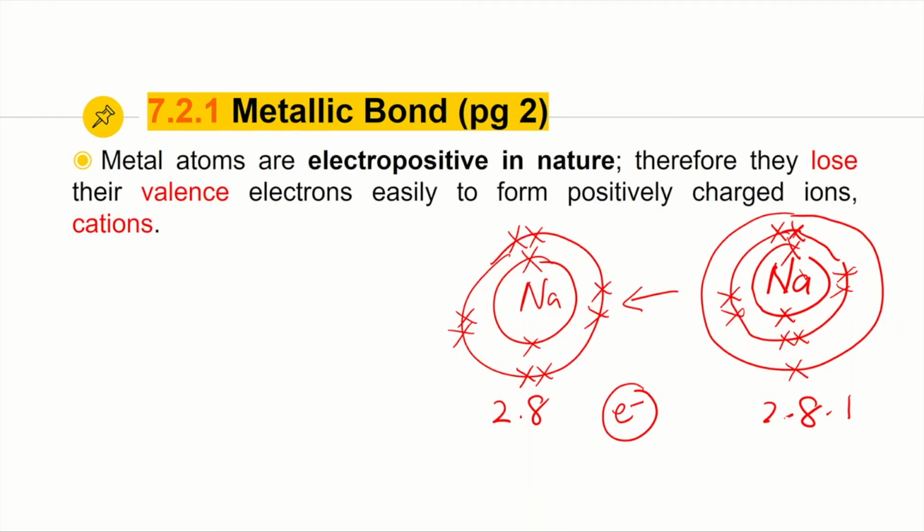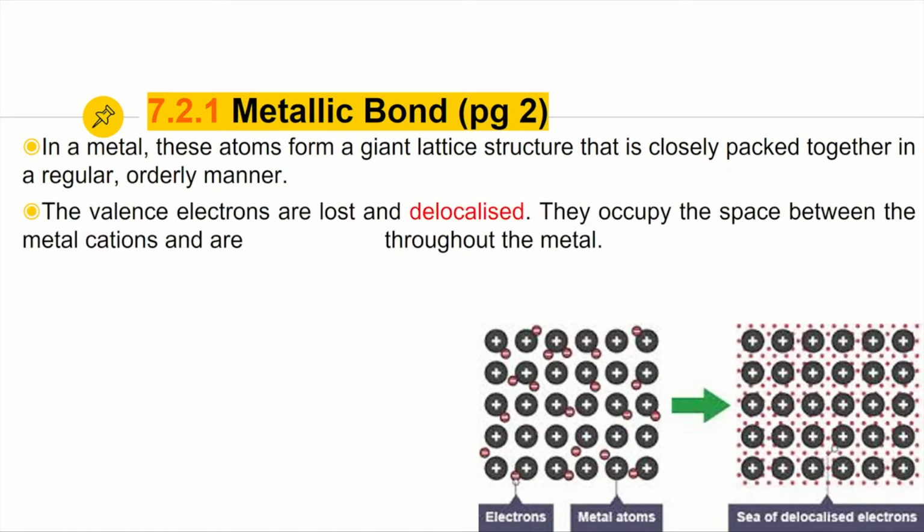Go back to the previous slide. I repeat, my sodium metal is not stable, so it will lose its valence electron to form a stable sodium cation. My cation will be drawn like that, same as what we have done in ionic bond. It has a positive charge, and this particular electron will just be lost and swim around in this whole metal element. These electrons are delocalized, and they just move freely.